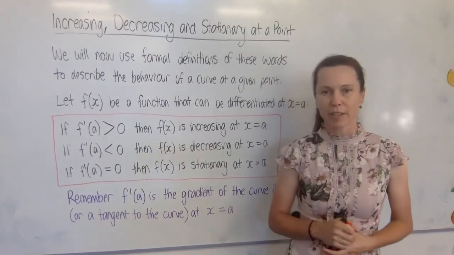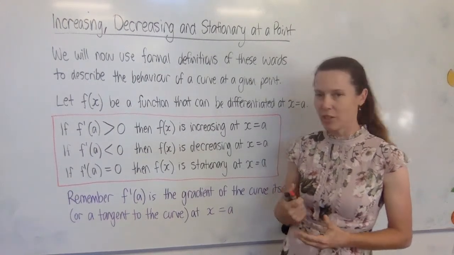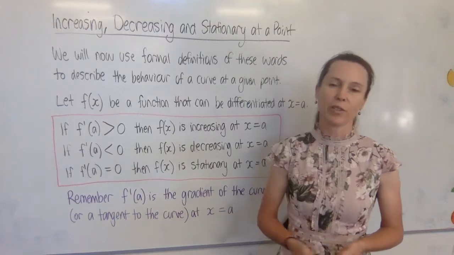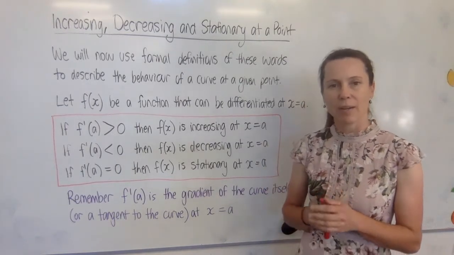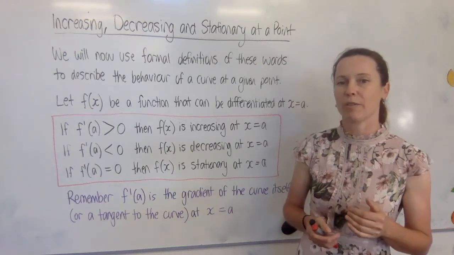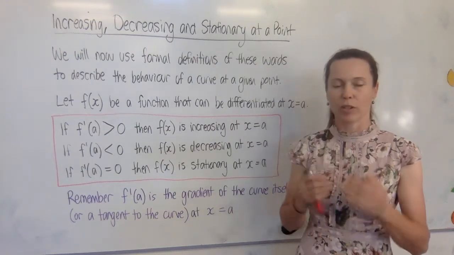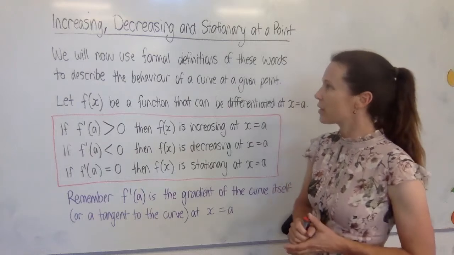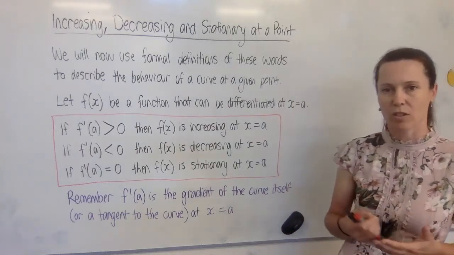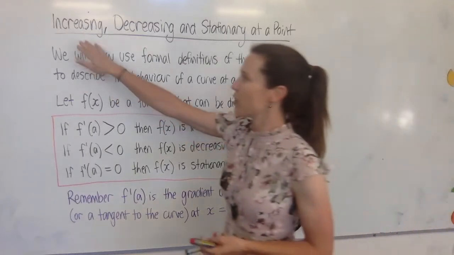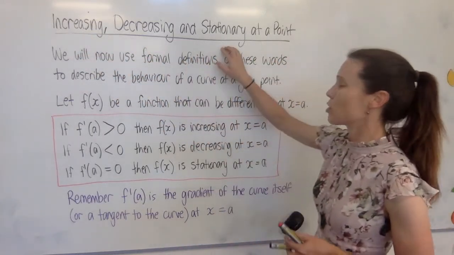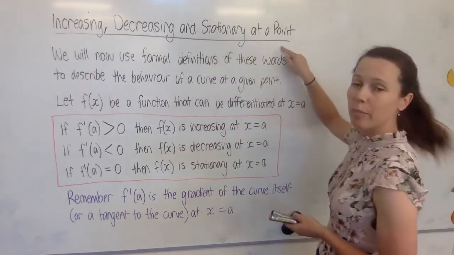Chapter 3 takes us back to differentiation. And when we differentiate something, what we're mainly interested in doing is finding the gradient of it. Now we can say that we're finding the gradient at any one point on the curve, or we can say we're finding the gradient of a tangent to the curve. It's the same thing in fact, but we've got some special words to describe what the function is doing at any one point on it. We can say that the function is increasing, decreasing, or stationary at any one part.